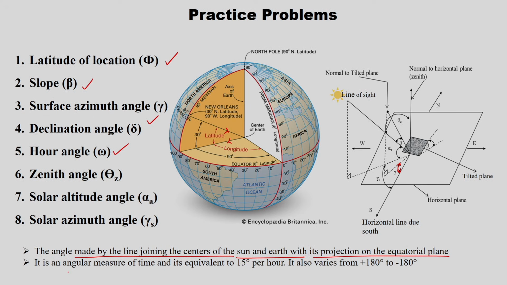Hour angle is the angular measure of time and it is equivalent to 15 degree per hour. It also varies from plus 180 to minus 180. Zenith angle is nothing but the angle made between the line of sight or sun's rays and the normal to the horizontal plane, which is nothing but zenith. Solar altitude angle is the complementary angle of zenith angle. Solar azimuth angle is the projection of the line of sight on the horizontal plane. So, that particular line and then the horizontal line due south, the angle made between them is called solar azimuth angle.